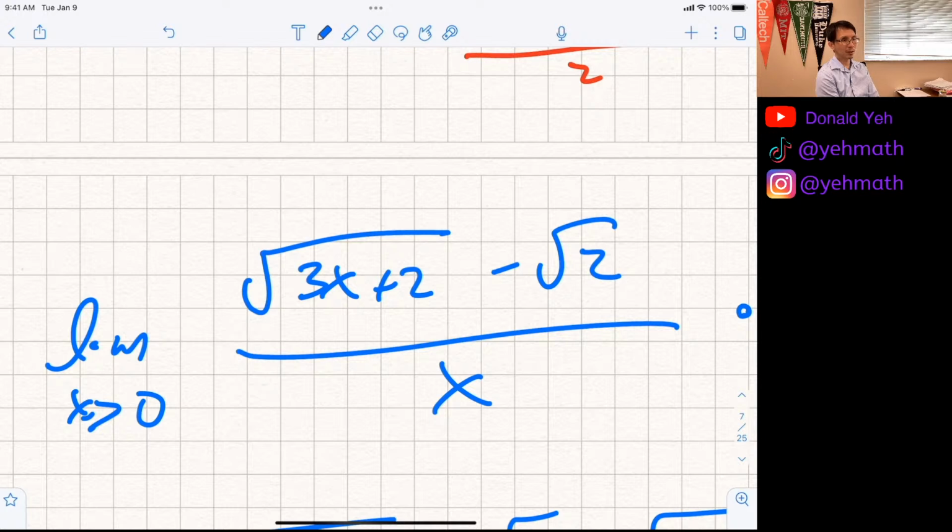What happens if you plug in 0 here? You get indeterminate. Yeah, not undefined. Because you're going to get 0 over 0, because you get square root of 2 minus square root of 2 over 0. So 0 over 0. So can you?